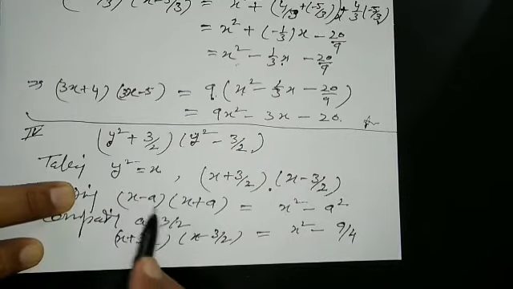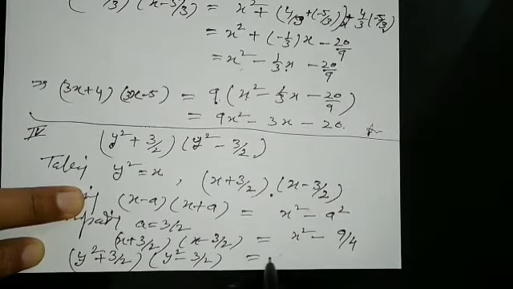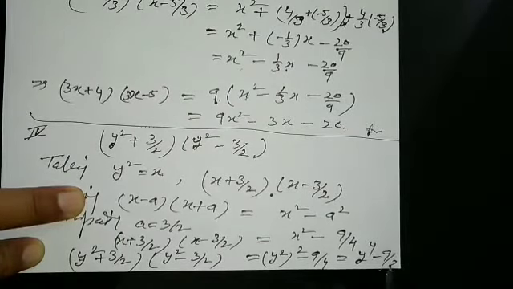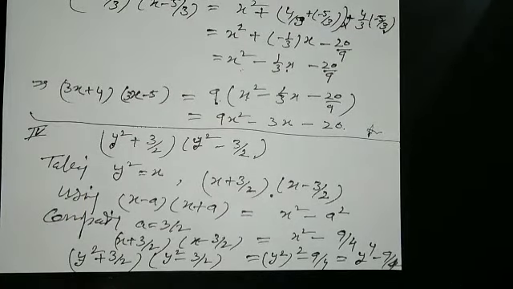And putting the value of x, that is y square, you will get the required answer, y square squared, that is y to the power 4 minus 9 by 4. Okay, so you see the application of these identities.